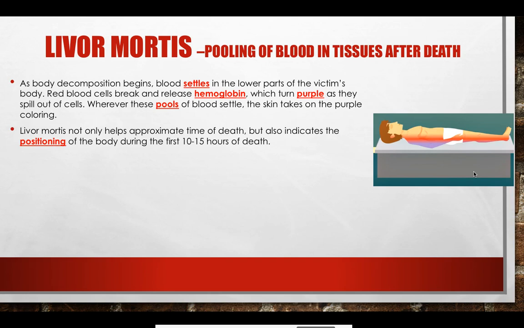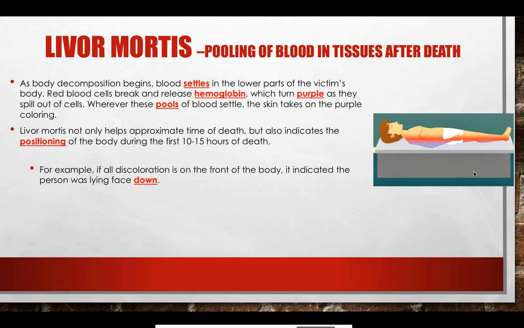So livor mortis not only helps approximate time of death by seeing how purple different parts of the body are turning, but it also really indicates positioning of the body within the first 10 to 15 hours. And this is what I mean. For example, if all discoloration is on the front of the body, this indicates that the person was lying down, because all of the blood is now pooling on the front where their body was laying.